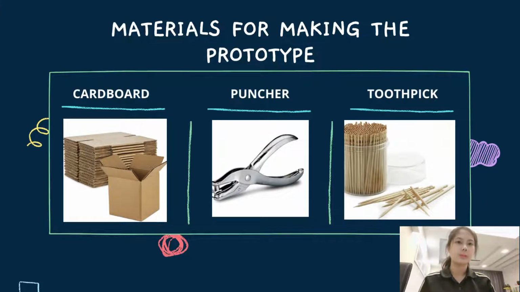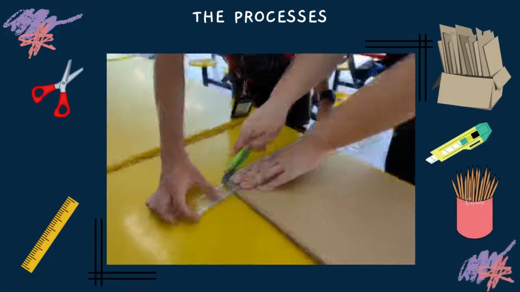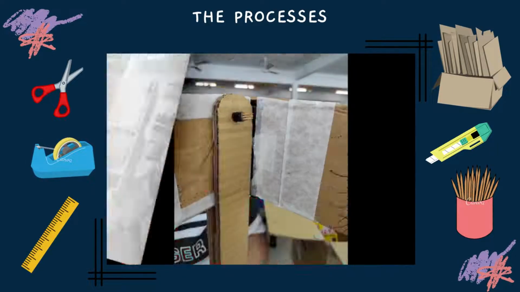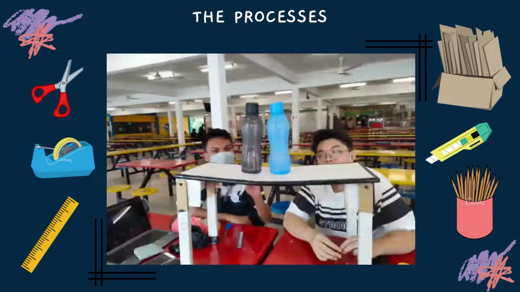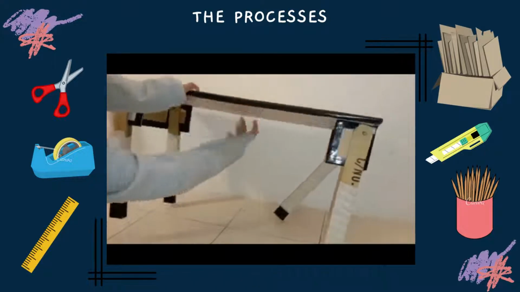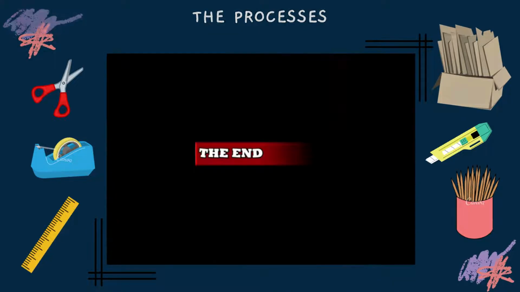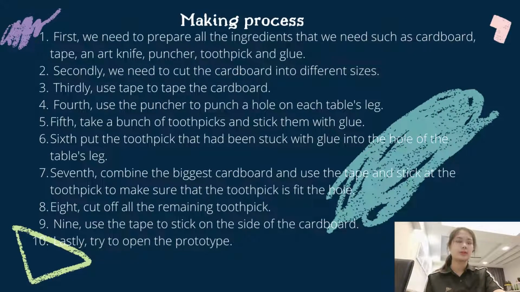There were some materials for us to prepare for making the prototype. There was cardboard, puncher, toothpick, art knife, tape, and glue. This is the final product that we have made. The process of making the prototype.